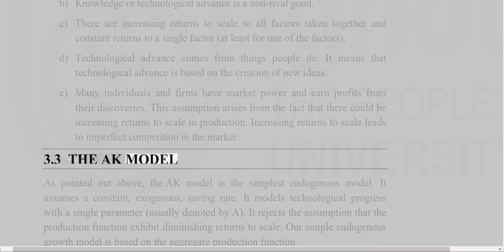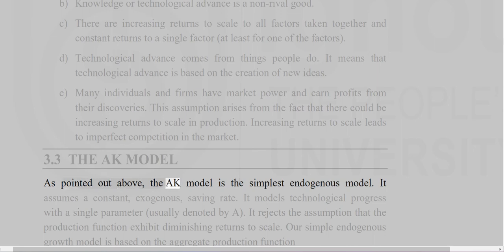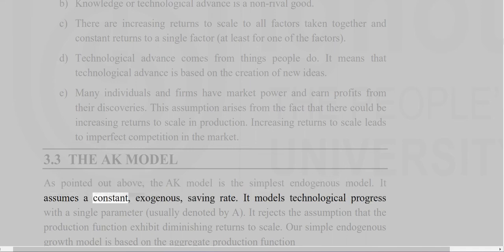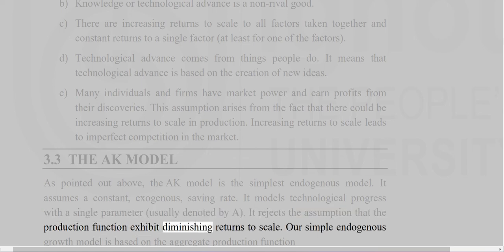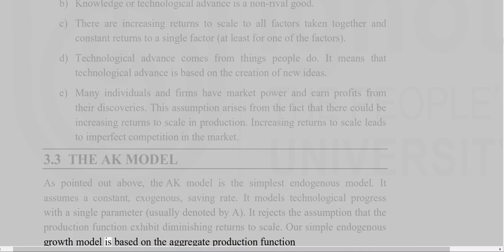3.3 The AK model. As pointed out above, the AK model is the simplest endogenous model. It assumes a constant, exogenous, saving rate. It models technological progress with a single parameter, usually denoted by A. It rejects the assumption that the production function exhibits diminishing returns to scale. Our simple endogenous growth model is based on the aggregate production function Y equals AK.